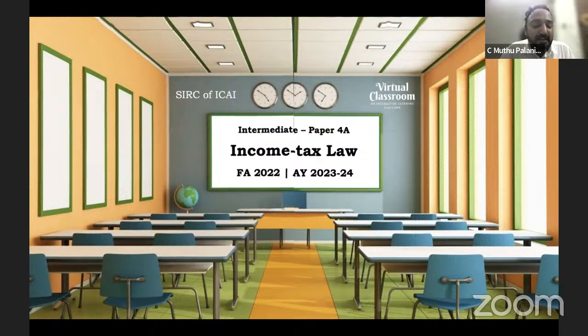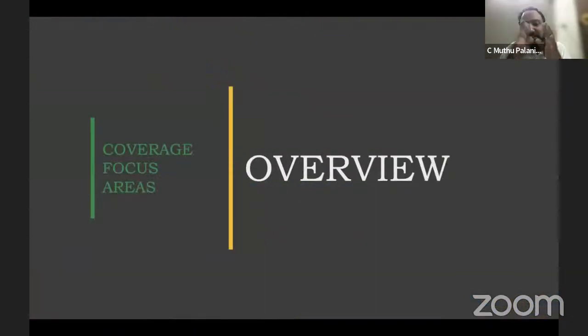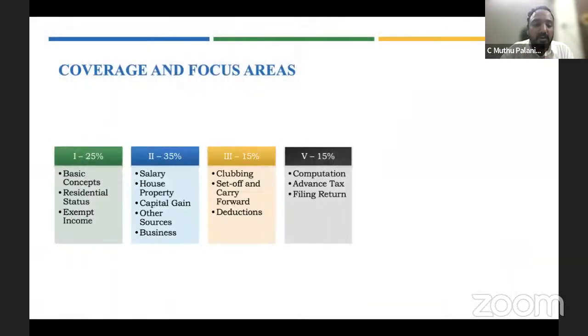So with that introduction, we'll first understand what exactly income tax is all about. When you say income tax, we know that it is split into 5 components. First, we'll be discussing the basic concept, residential status and the scope of total income, which carries 25% weightage. Then you have heads of income, which carries 35% weightage. The third portion will be clubbing, set off, carry forward and other things. And the last one will be about the computation. And I have also given the weightage.